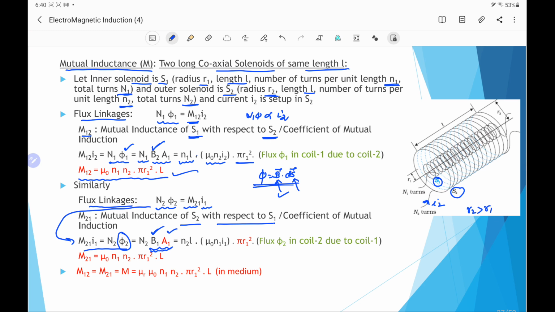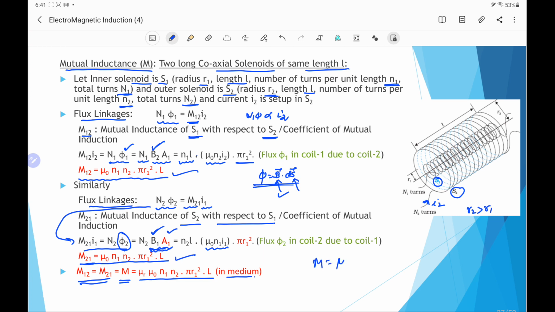So here it is important to note that phi 2 will be B1A1, and replacing this B1 with the magnetic field of the inner solenoid, this will be mu naught n1 I1, and on equating we will have M21 equal to mu naught n1 n2 pi R1 square into L. Hence we can see here that M12 equals M21. So this is the mutual inductance or coefficient of mutual inductance linked with the two coils. Here we have taken these coils as coaxial solenoids, and this value is mu naught n1 n2 pi R1 square into L.